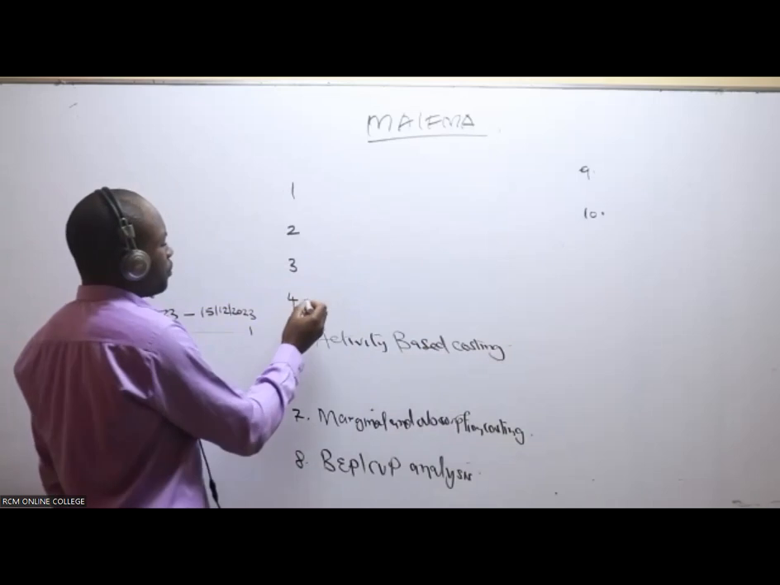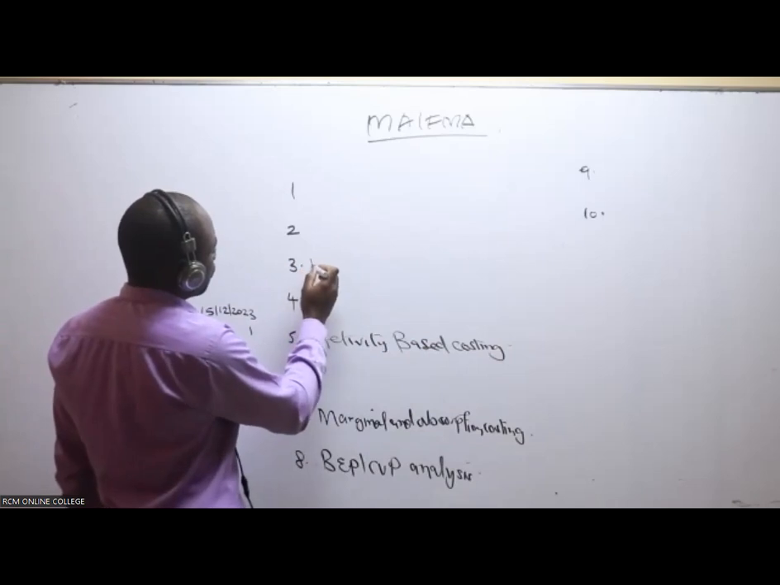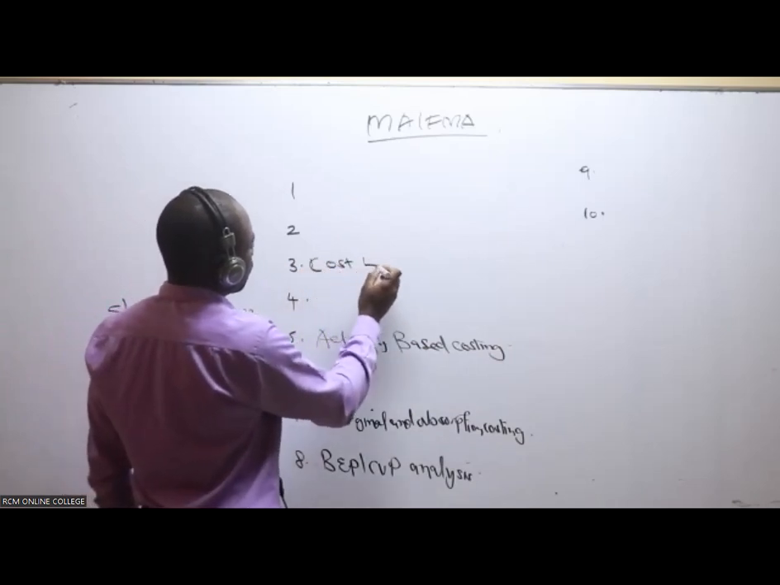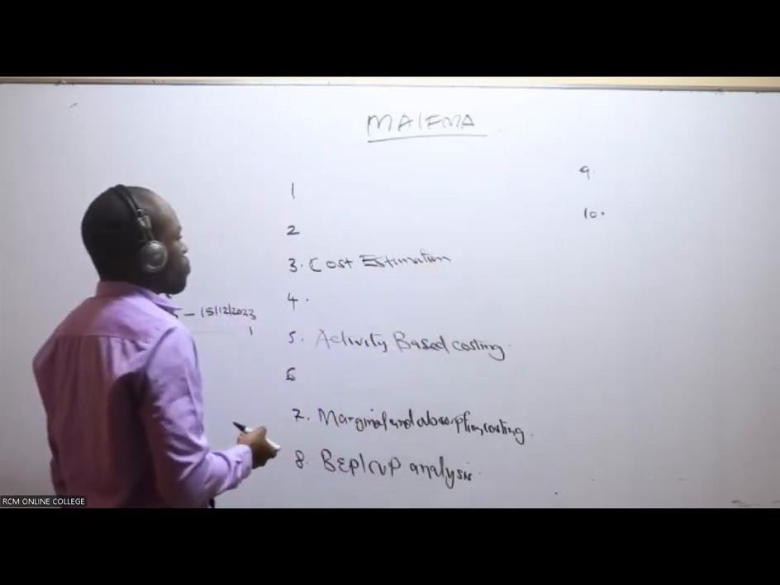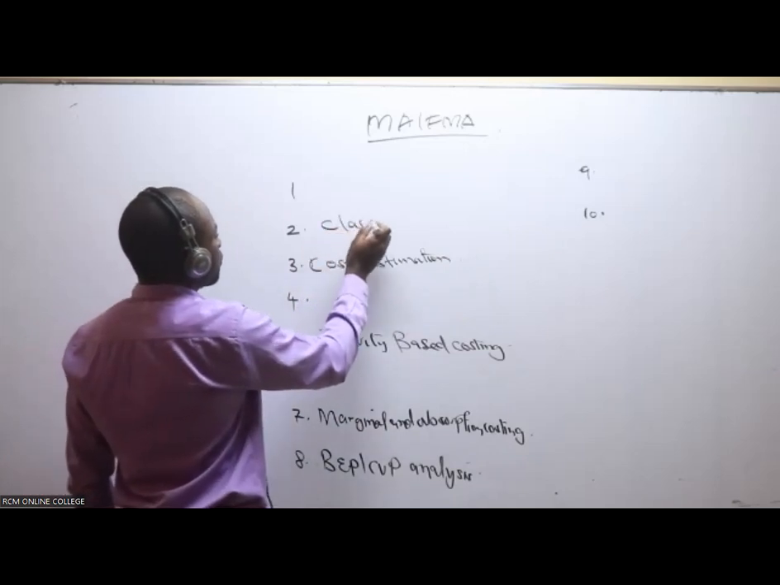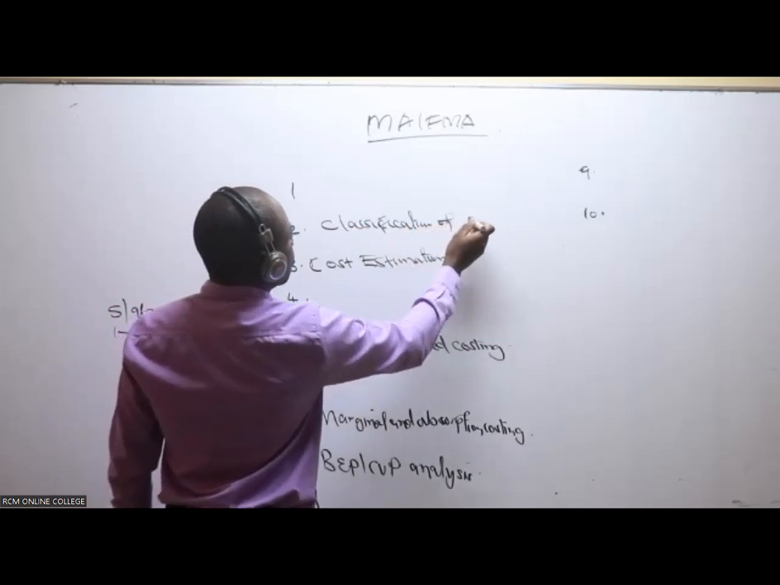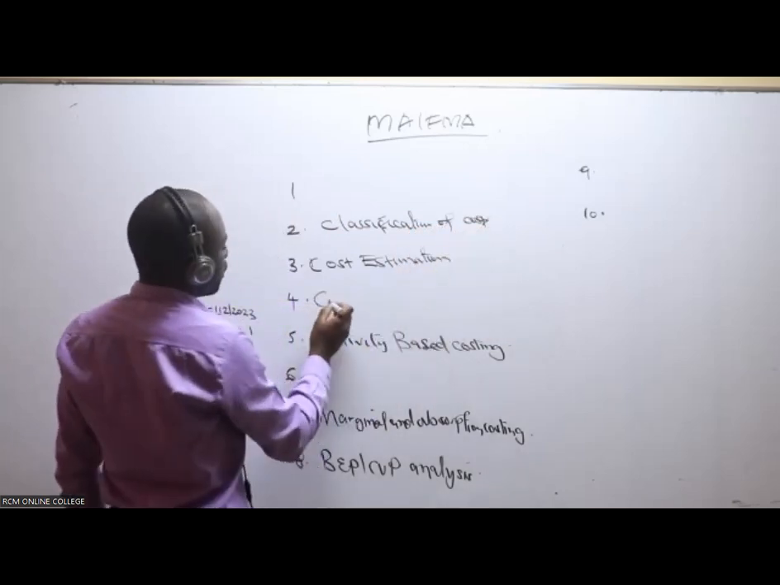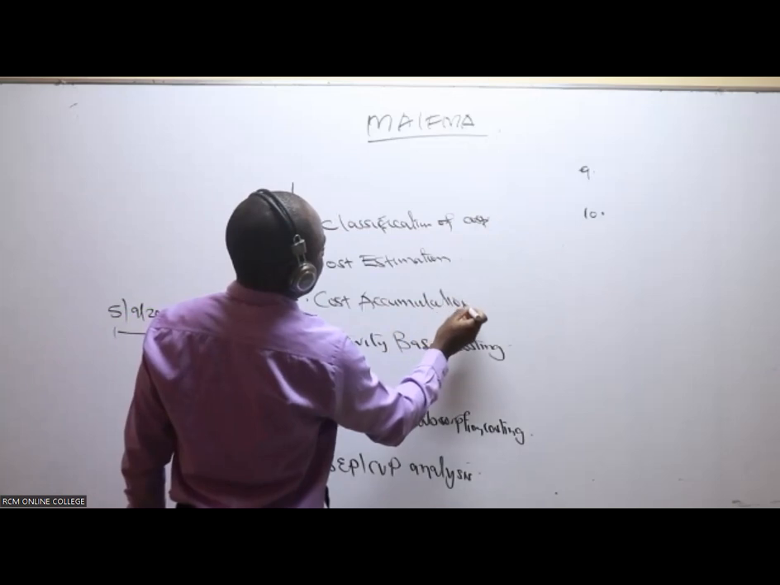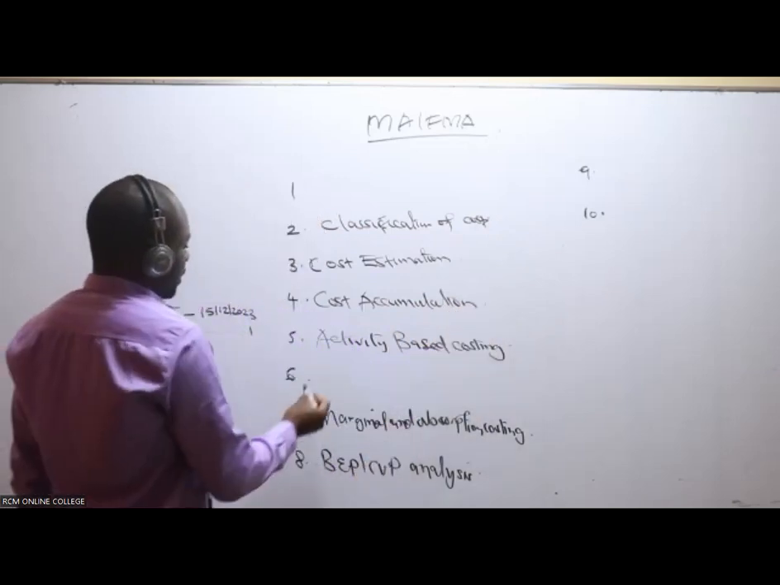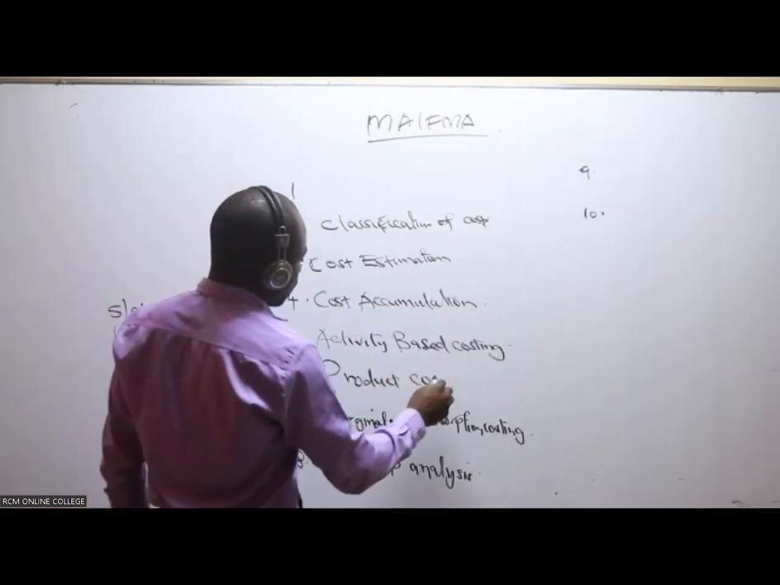Our topic number 4 is cost estimation. This one here is classification of costs. This one here is cost accumulation. Then we have number 6, product costing.